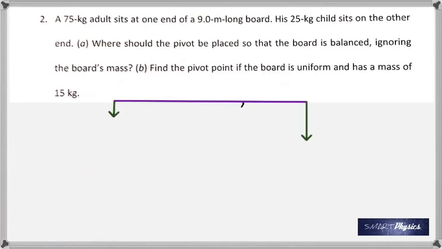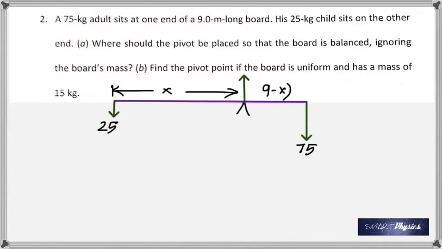It's a long board, and two people, 75 kilograms at one end, 25 at the other end, and you've got to find out where you have to have the pivot, isn't it? Obviously, it has to be closer to the heavier person. That's just common sense, right? So I'm considering that distance to be x, in which case this will be 9 minus x, because the total length is 9 meters. Now, if you take that pivot as the axis, then there are two torques.